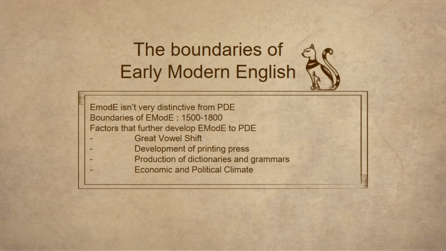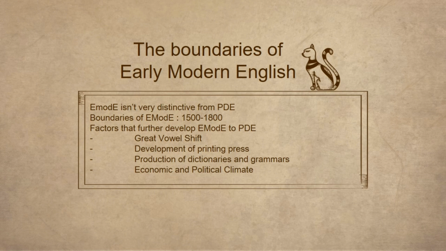The reason why it is not very easy to determine the boundaries is because the two periods are not actually very distinctive from each other. The English used in the early modern English period wasn't very different from present-day English, and it can also be caused by the fact that we know more about the early modern English period than any earlier periods in history, so it is hard to determine what major events led to changes.